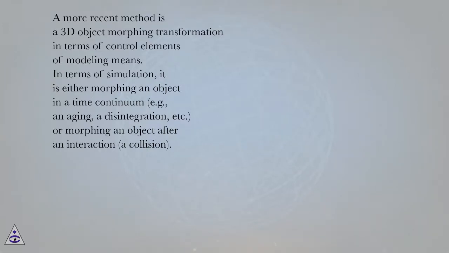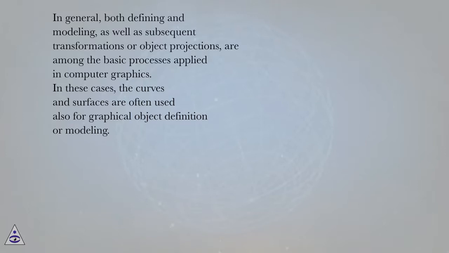In terms of simulation, it is either morphing an object in a time continuum, for example, an aging, a disintegration, etc., or morphing an object after an interaction, a collision. In general, both defining and modeling, as well as subsequent transformations or object projections, are among the basic processes applied in computer graphics. In these cases, the curves and surfaces are often used also for graphical object definition or modeling.